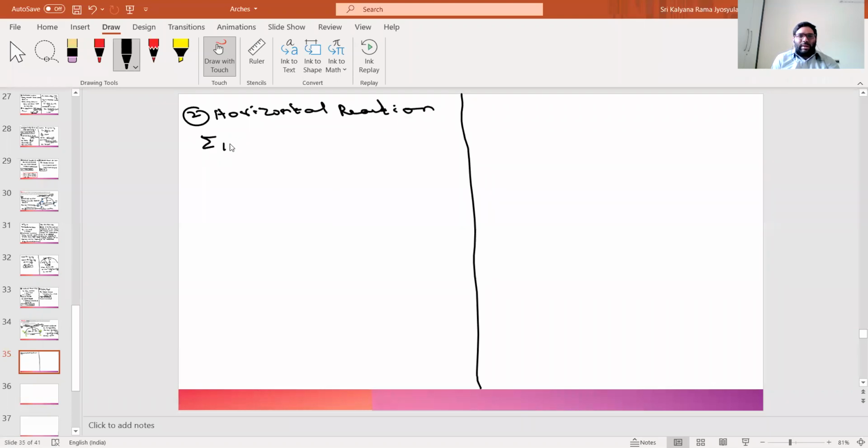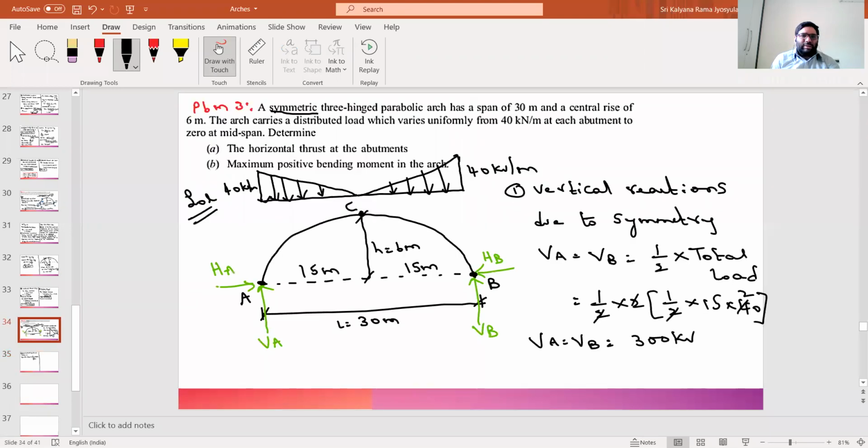So for that, sigma MC is equal to 0. So we will get VA into 15 minus HA into 6 minus area. So half into base is 15 into 40 height, into, see here we are coming from right hand side. Okay, and we are taking the moments about this point.